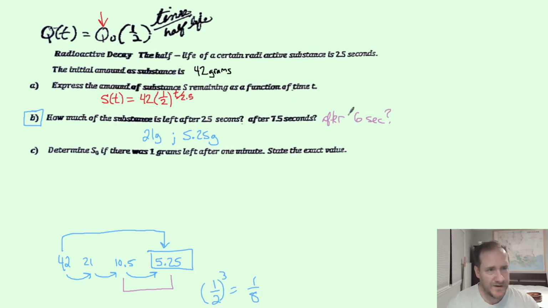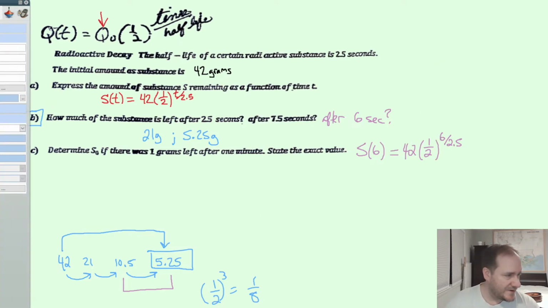So if we were trying to do this after 6 seconds, you know you're just looking for S of 6. So you just do 42 times a half to the 6 divided by 2.5. Now again, we won't ask you this on the quiz because to do this you would really need at least a scientific calculator, and you're only going to have your 4 function. But you can imagine a world where you could evaluate this, right? You just do the 6 divided by 2.5, you raise a half to that power, you multiply by 42. So rather than imagining such a world, we can do it super quick.